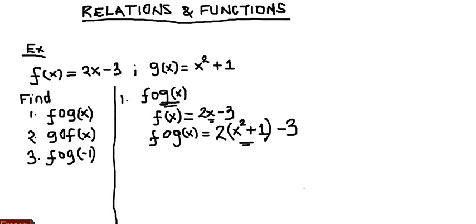So what we simply do here is we expand and simplify. When we expand, we have 2 times x squared is 2x squared plus 2 times 1 is 2. Then it continues with minus 3, which means that composite function is equal to 2x squared minus 1.